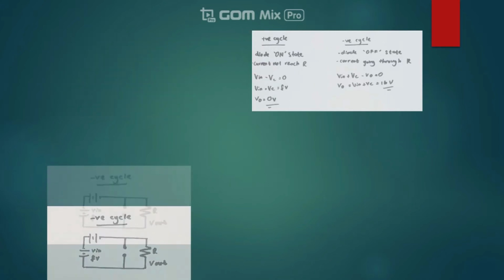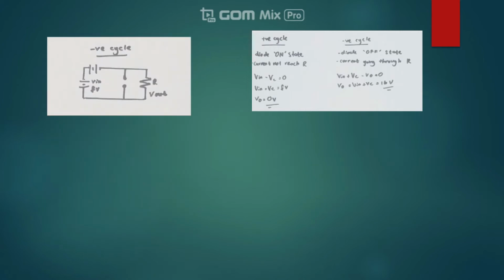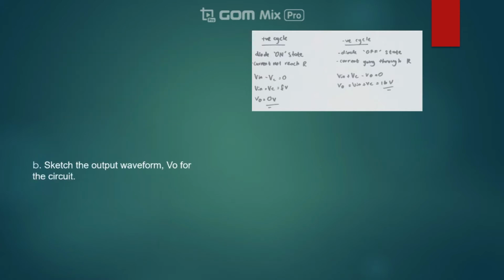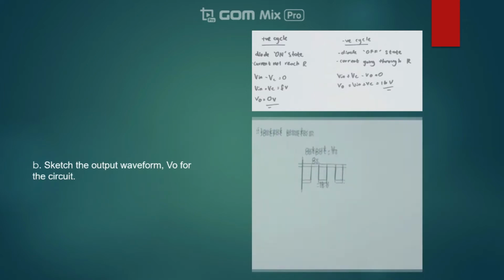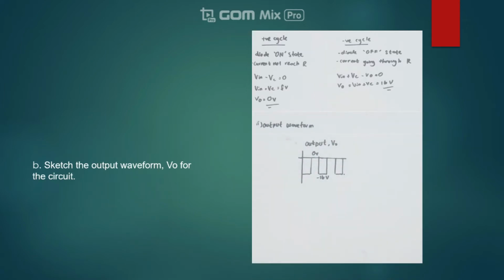And Vout at the negative cycle will be Vin, which is 8 volt, plus V capacitor, 8 volt also. And the second question is to sketch the output waveform Vout for the circuit. And here is the waveform, where it is 0 volt at positive cycle and negative 16 volt at negative cycle.